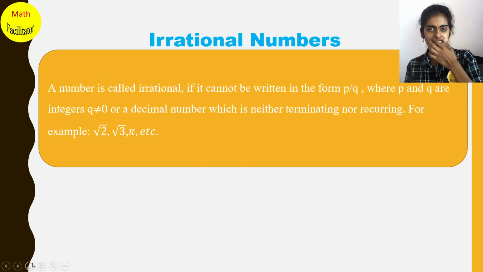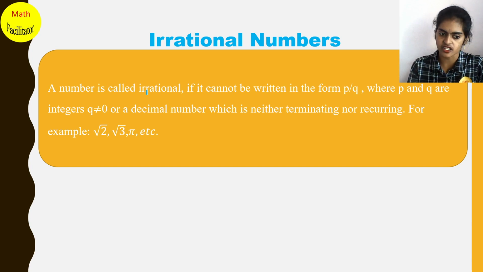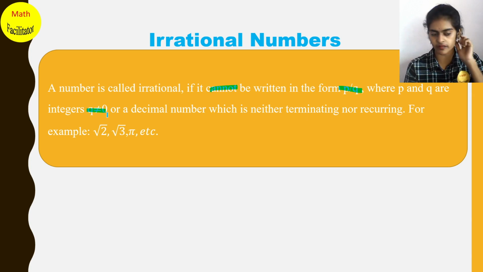And then, what about irrational numbers? We have already discussed that an irrational number is something which is not rational, which cannot be expressed in the form of p by q, where q is not equal to 0.